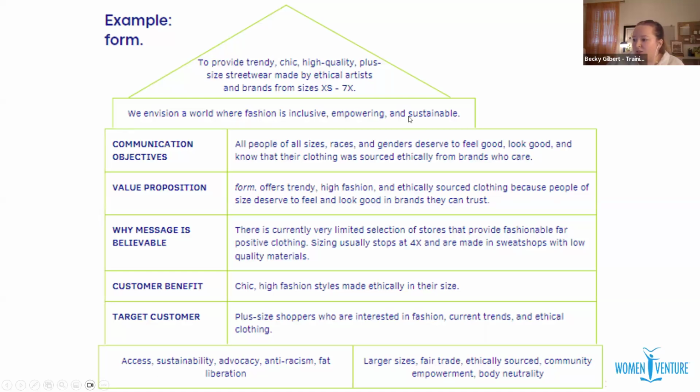They're speaking to their mission and their vision by doing these things, by offering larger sizes, by sourcing fair trade and ethically, by empowering their community. All these, like, this is giving like synergy. You know how like corporate people will just say the word synergy and you're like, what does that mean? I know a lot of these words can kind of blur together, but I hope that by seeing an example side by side in your workbook with the template can kind of help differentiate between those terms.